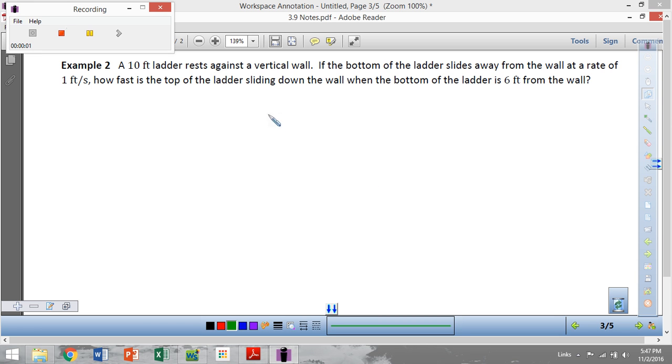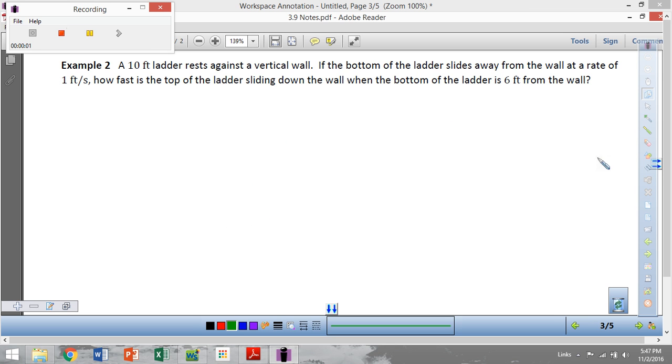Okay, so in this related rates problem, we have a ladder that's resting against a vertical wall, and the bottom of the ladder is sliding away from the wall at a certain rate, which is going to cause the top of the ladder to slide down the wall as well. And then the question is going to be, at what rate is that ladder sliding down the wall when the bottom of the ladder becomes a certain distance away from the wall.